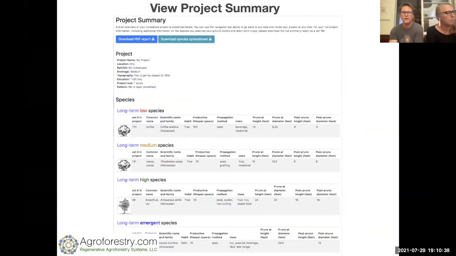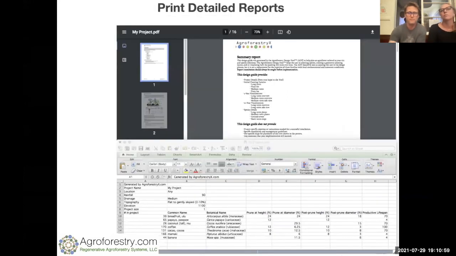You can take this and print it out and go to a nursery and say, okay, I need 15 of these and 12 of these. And so you have the planting material that you need for your project, right? And so at the top, you can see you have an option. You can print it out as a PDF, or you can print it out as an Excel spreadsheet. And so here you can see those 2 options.